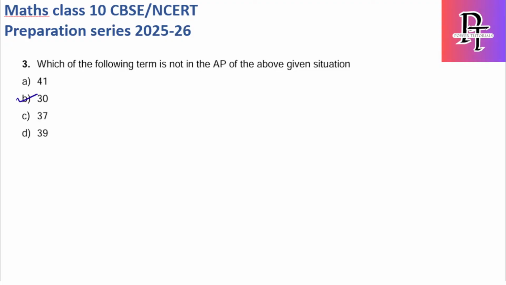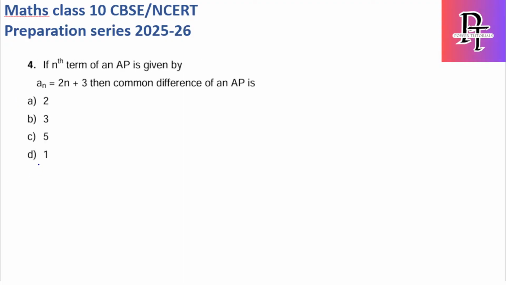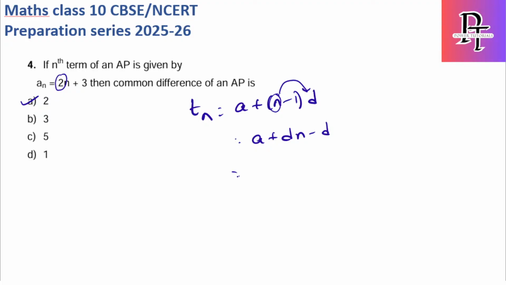Okay, next move to the fourth one. Nth term of AP is given, find the common difference. Common difference is nothing but the value which is present beside n. Because the Tn formula I told you is a plus n minus 1 into d, whichever is the coefficient of n is nothing but d. So I can say a plus dn minus d, or a minus d plus dn. Whichever is next to n is nothing but d. So here in this equation I can say 2 is the common difference.